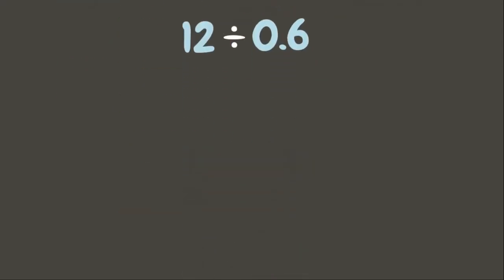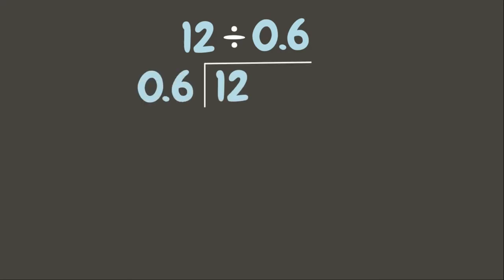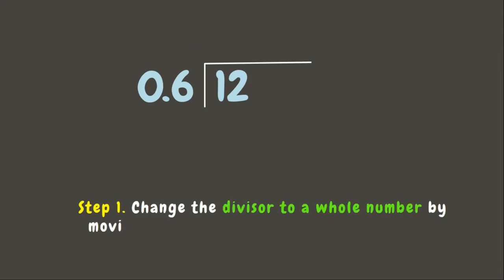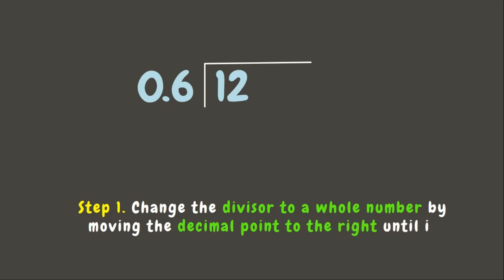Let's try this first example. 12 divided by 0.6 or 6/10. Here, in our first example, we are dividing a whole number by a decimal. But first, let's write it down in a long division form. There. Now our first step is, we need to change the divisor to a whole number by moving the decimal point to the right until it becomes a whole number.